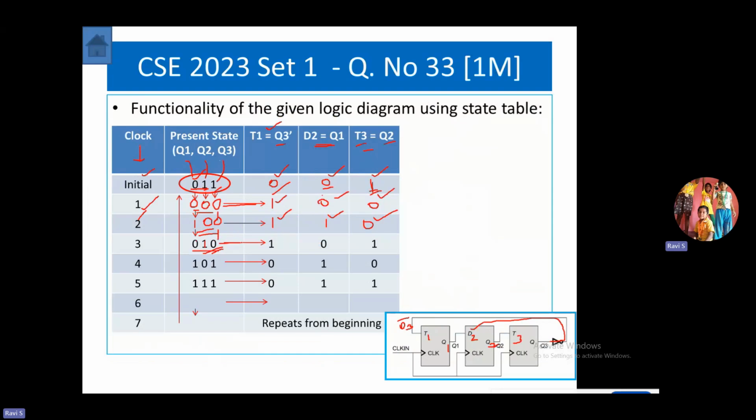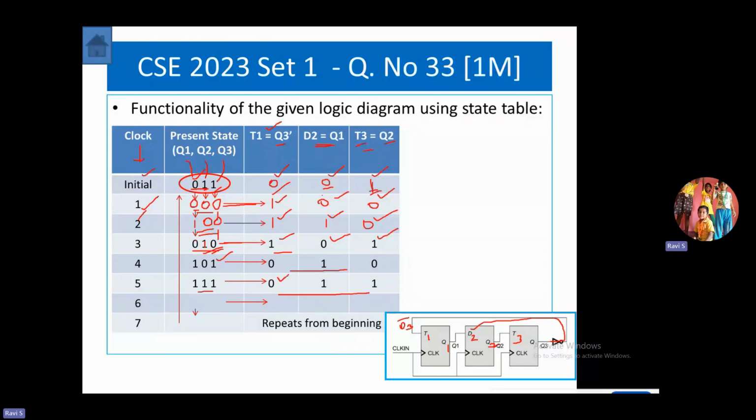Now complementing the third bit, we take the first input, second flip-flop input, and third flip-flop input. Under this condition, we get the next state like this. And the set of inputs are calculated in this way. Finally, we have 1, 1, 1, which produces inputs as 0, 1, 1.